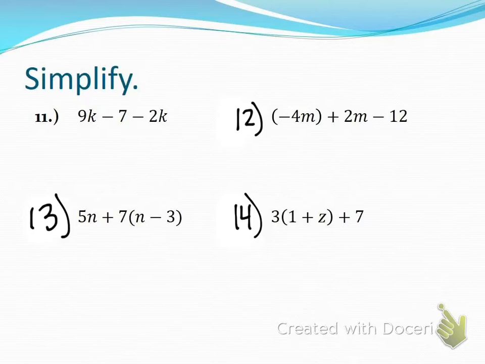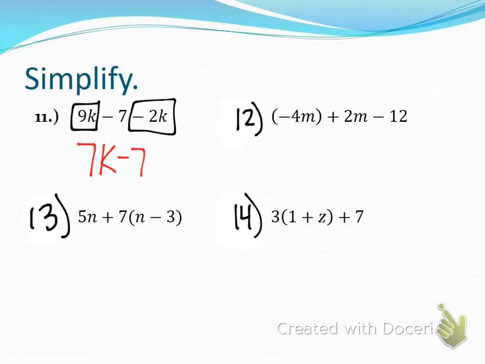Which two can be combined? Good. The 9K and the minus 2K. Make sure you're using the sign that's right in front of that term. When we combine those, what do we get? 7K minus 7. Good. The 7K from combining the like terms. The minus 7 didn't have anything like it, so it just drops down.